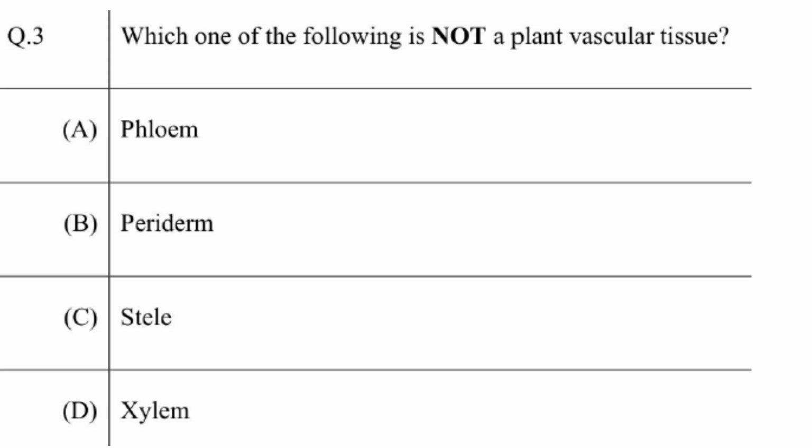Then next one. Which one of the following is not a plant vascular tissue? Phloem is a vascular tissue. It transports sugars and amino acids. Periderm is a protective tissue and it is not a vascular tissue. So B is the answer. They have asked which is not a plant vascular tissue. Then stele, it is the central vascular cylinder and it contains the xylem and the phloem. So again involved in vascular tissue. Xylem is also a vascular tissue. It transports water and minerals.